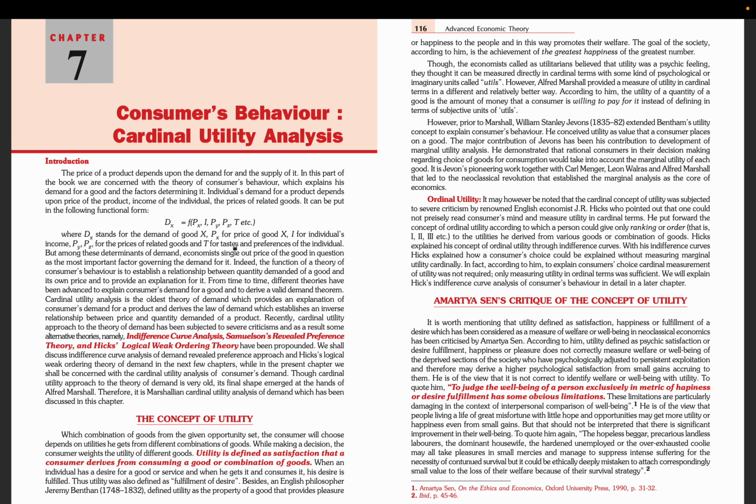This is the demand and the factors that affect the demand of a good, let's say X, which we've already studied in the chapter on demand. Where D stands for the demand of good X, PX for the price of X, I for the individual's income, PY for the price of related goods, and T for the tastes and preferences of the individual. But among these determinants of demand, economists single out the price of the good in question as the most important factor governing the demand for it.